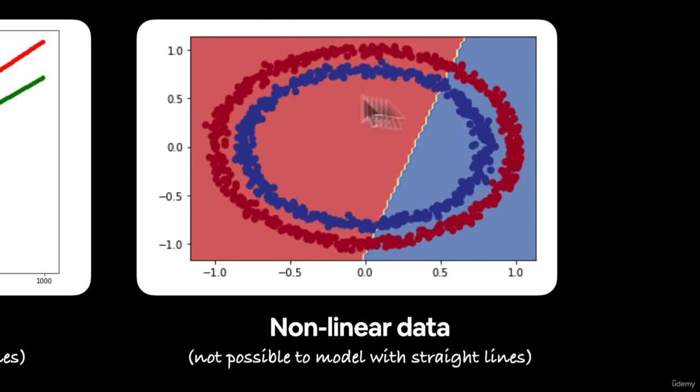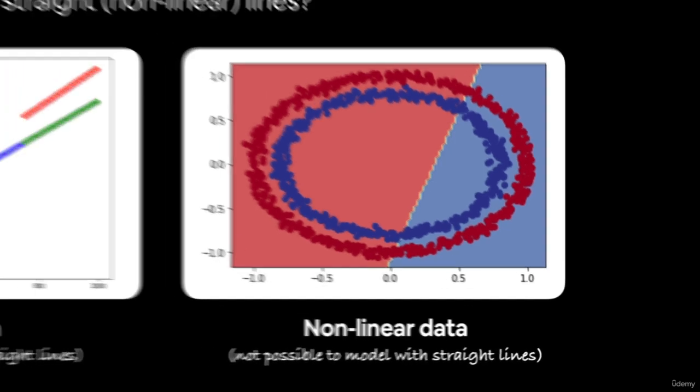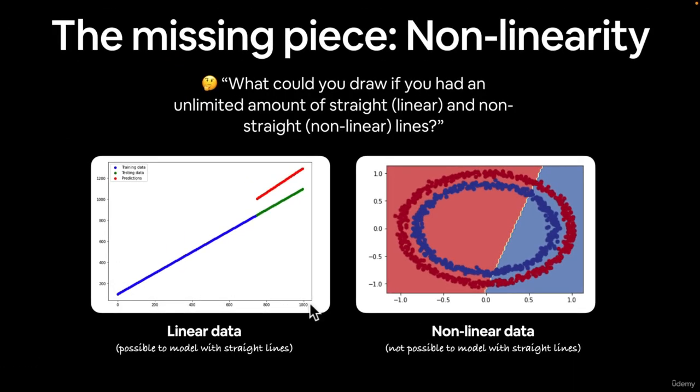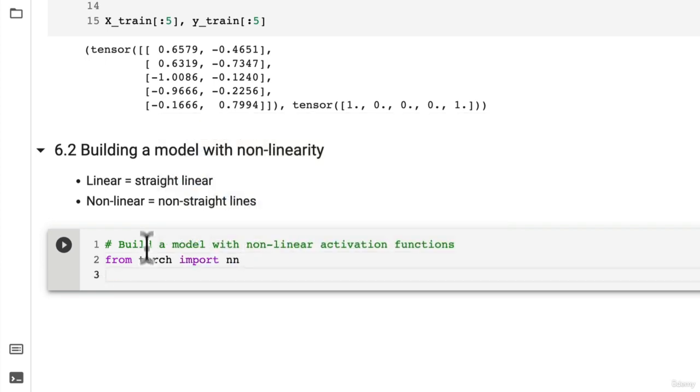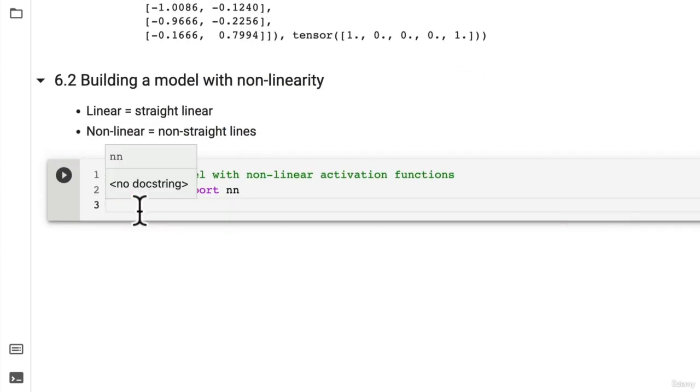So this is circular data. And now this is only a 2D plot, keep in mind there. Whereas neural networks and machine learning models can work with numbers that are in hundreds of dimensions. Impossible for us humans to visualize, but since computers love numbers, it's a piece of cake to them. So from torch import nn, we're going to create our first neural network with nonlinear activations.